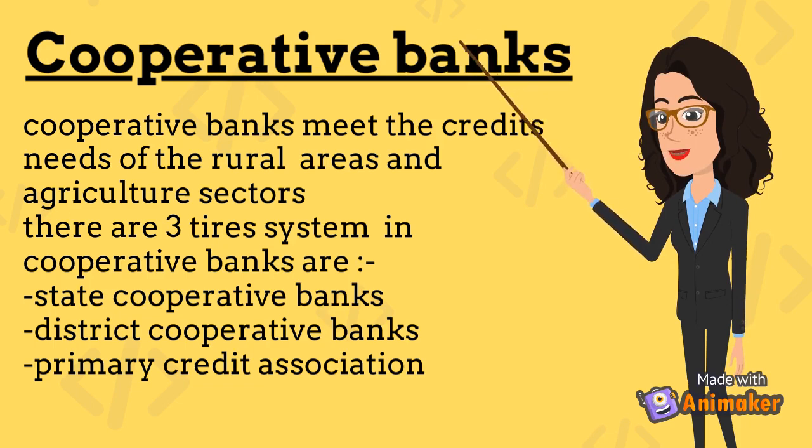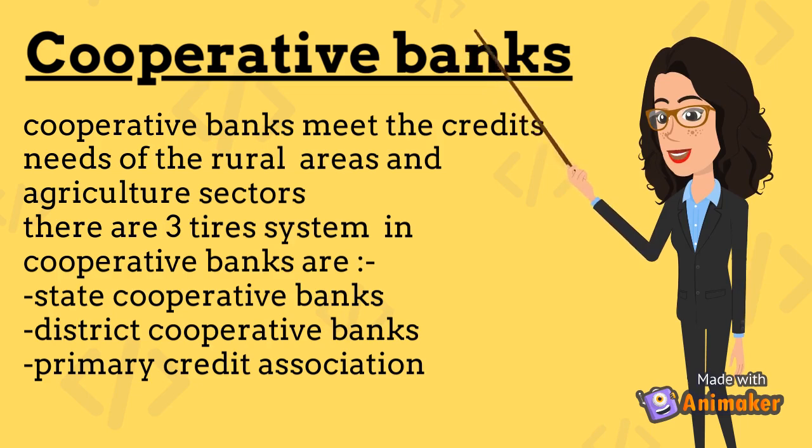Now, the next is district cooperative banks. In the middle of the three-tier cooperative credit structure are the district cooperative banks, and the main function of these district cooperative banks is to provide credit to the members, primarily operating credit societies, and they are also free to make loans to individuals.